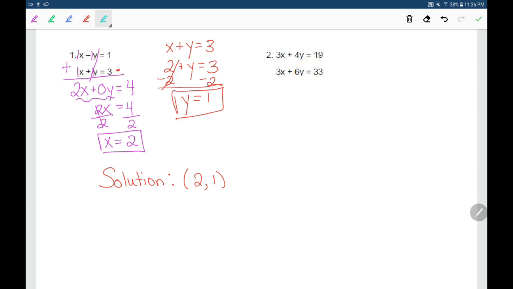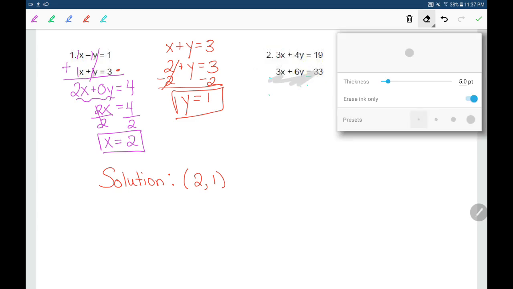So looking at these, if I right now were to try and add them together and start this off like I did in my last problem, 3x plus 3x gives me 6x, 4y plus 6y gives me 10y, and nothing canceled out. Okay, so addition is not going to work for this. So I'm going to erase what I just did. Hopefully. Maybe. There we go.